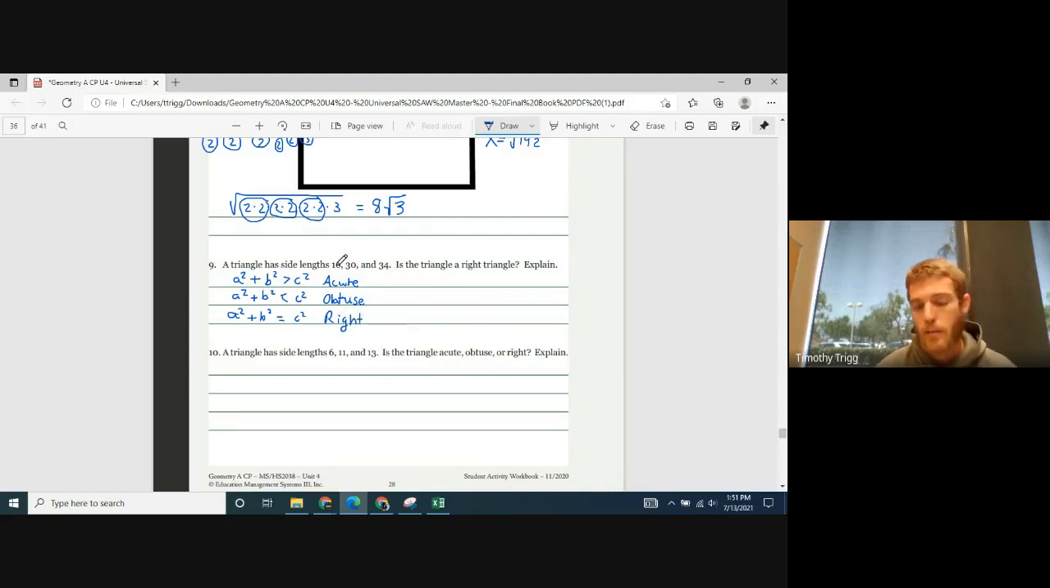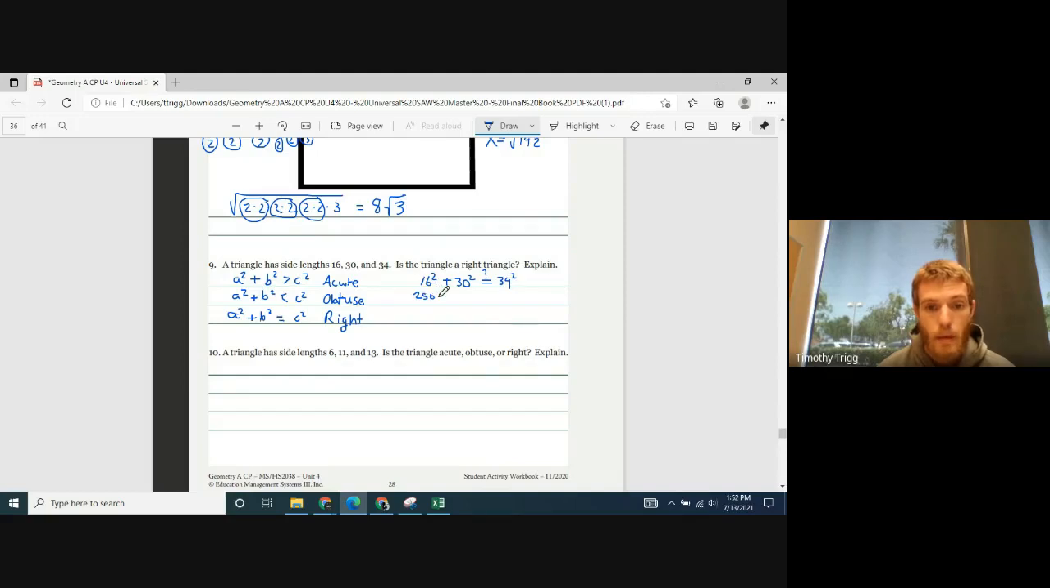So we want to see, do these 3 side lengths make an acute, an obtuse, or a right triangle? So we're going to check. And the c is always the longest side. Okay, that's key. So that's going to be 16 squared plus 30 squared. And I'm going to put equals, but we don't really know if it's equal. So I'm going to put a question mark here because I don't know if it's actually equal. And then 34 squared. Okay, so 16 squared, that's 256, I believe. Yep.